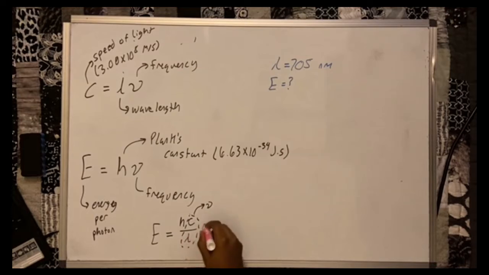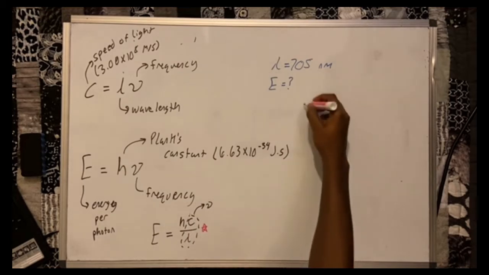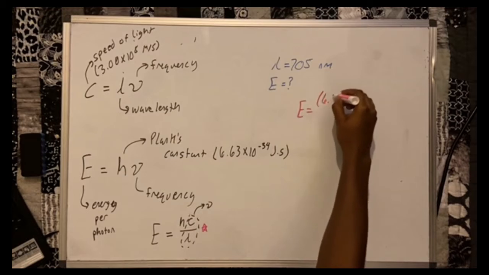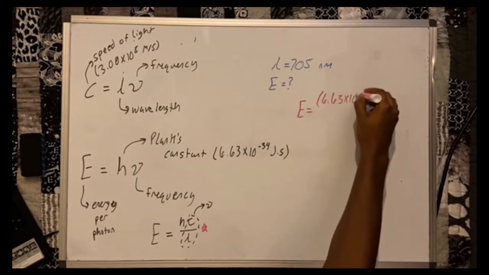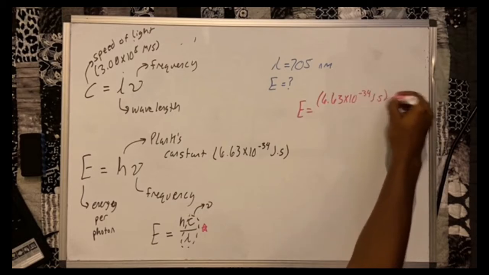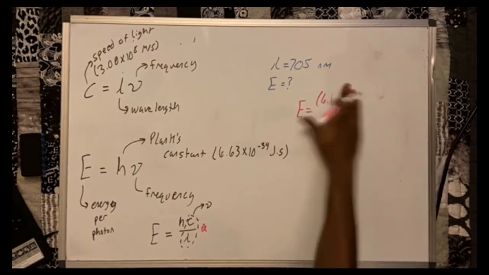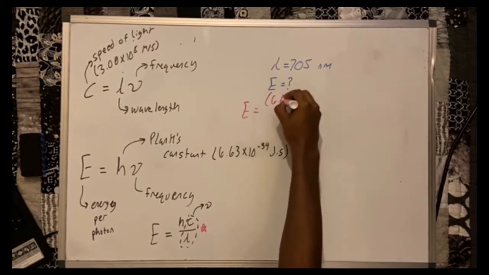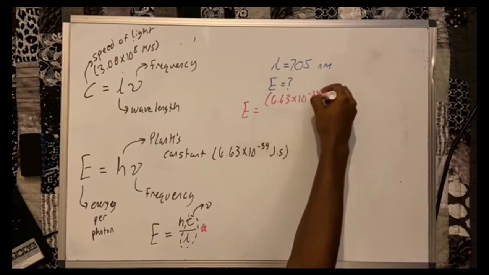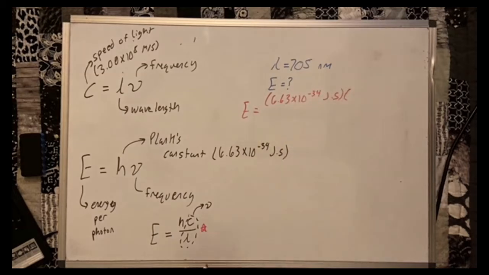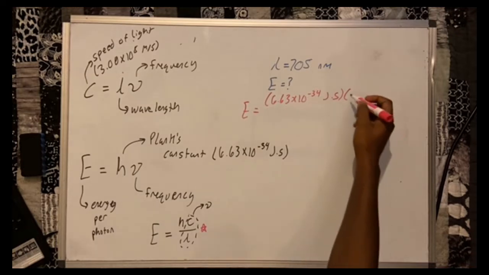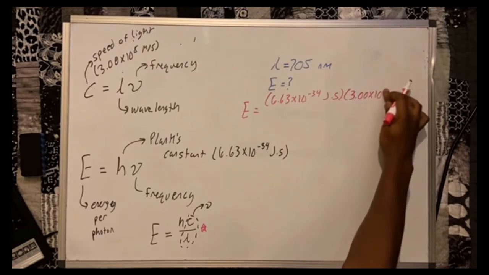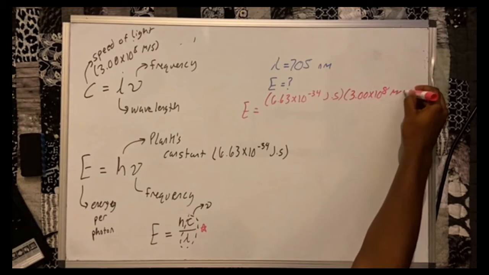So we're just going to take this guy right here. So we'll say E equals my H, which is 6.63 times 10 to the negative 34 joule seconds. I need more space. Move it over. E equals 6.63 times 10 to the negative 34 joule seconds times my C, which is 3.00 times 10 to the 8th meters per second.